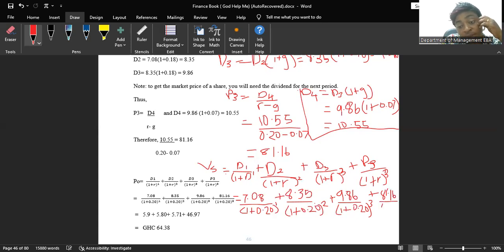all over 1 plus 0.20, that is 1.20, to the power 3. So now when we solve the equation, all of this is going to give you 5 point something.